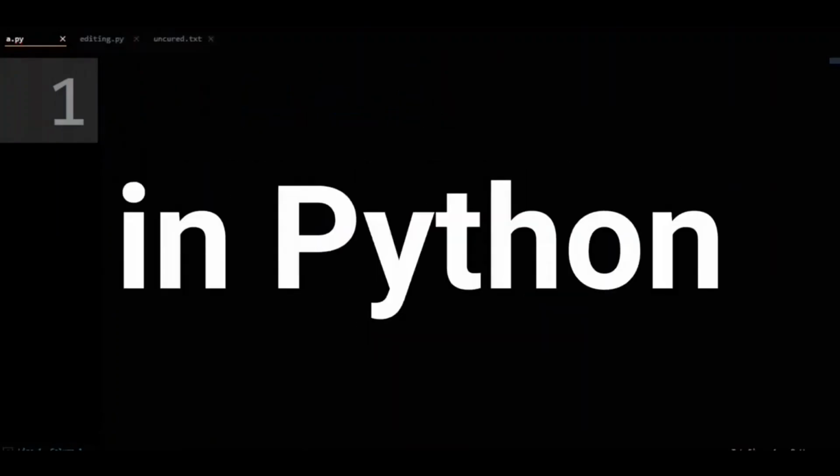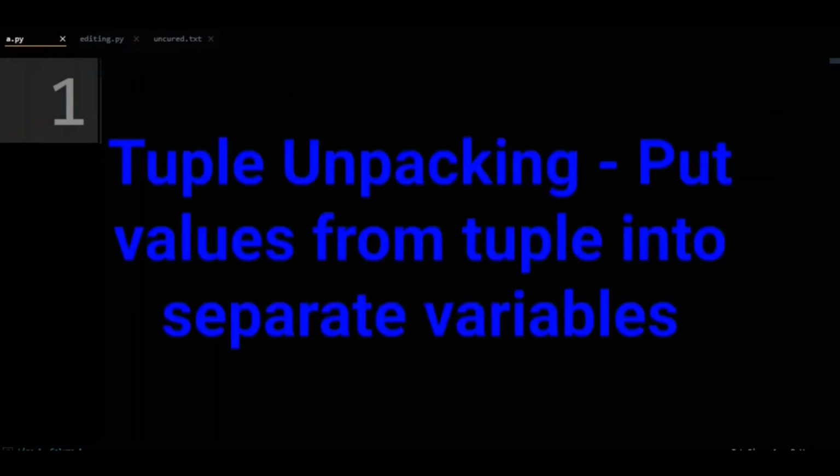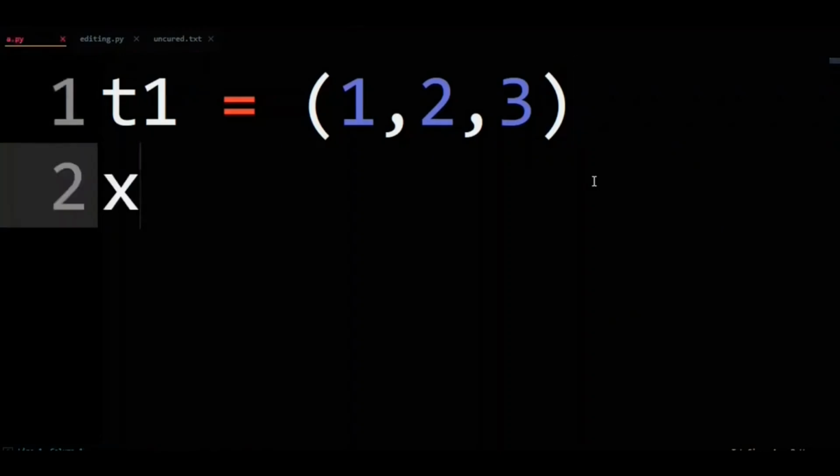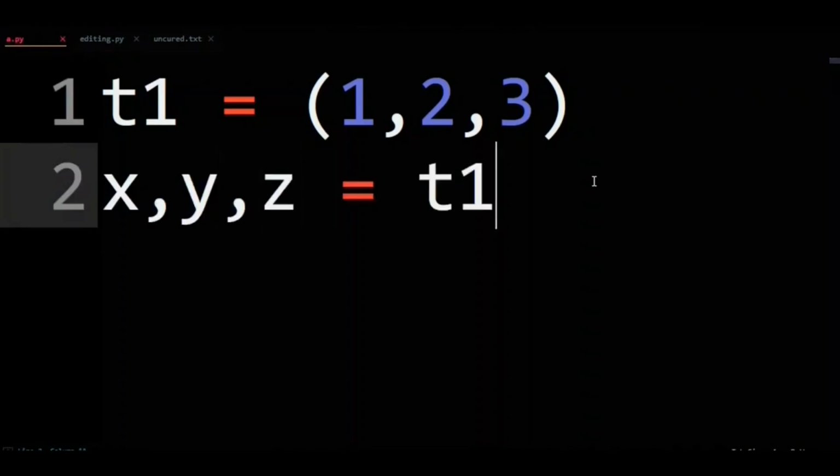How to unpack a tuple in Python. First, what does it mean to unpack a tuple? To unpack a tuple means to put the values in a tuple into separate variables. To unpack a tuple can be done in a single line. Say we have this tuple T1 that holds 1, 2, and 3. To unpack T1, we just write a line like x, y, z equals T1. What this line does is store the first value of T1 into the variable x, the second value of T1 into y, and the third value of T1 into z. That is how to unpack a tuple in Python.